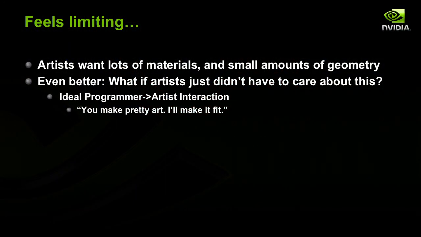But the thing is that advice that we've been saying for 20 years, it kind of sucks, right? I mean, artists want lots of materials. They have small pieces of geometry. They want those to render. They want them to be efficient and pretty. And I think that this is all just sort of the wrong way to think about it. I just want to go to you and say, hey, man, you just make me something that's pretty, and I will figure out how to make it work. I think that's sort of the ideal situation, so that's what we're going to try and work towards.